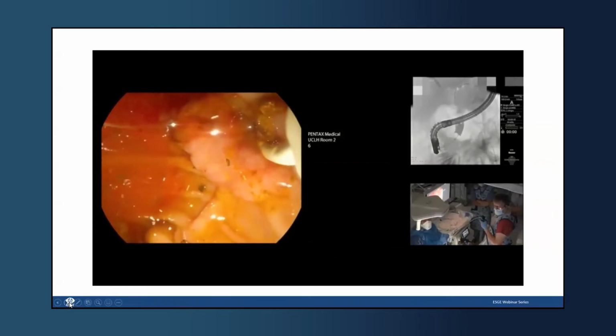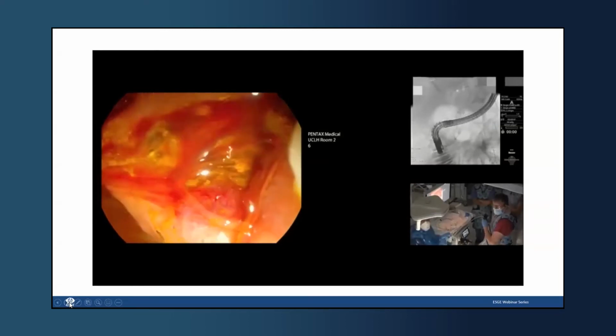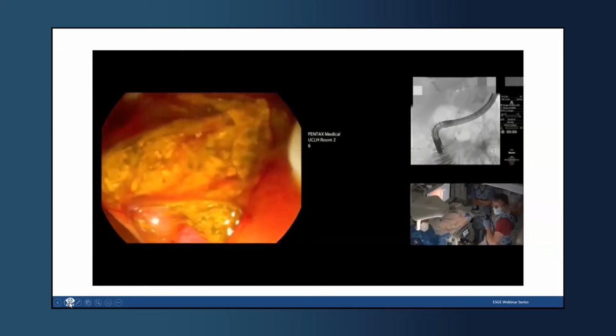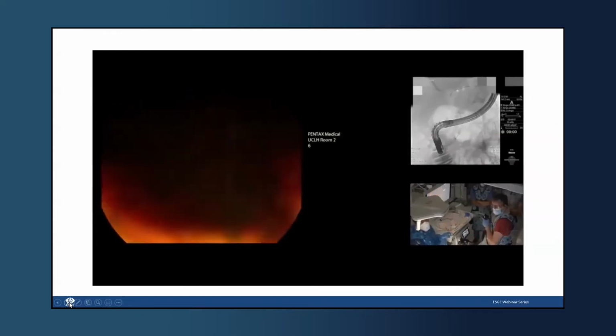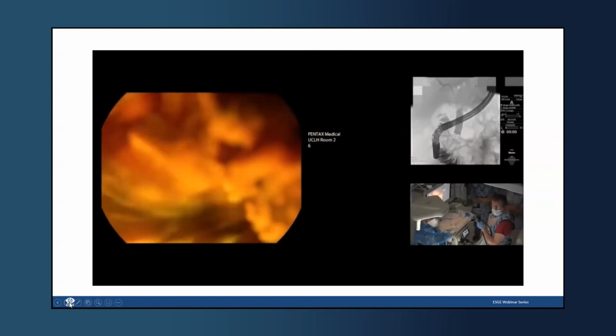So that's that stone above that. Down with the balloon. That's better, that's better. So that's that anastomosis. Take that. Right, that's very good. So we've cleared that stone.